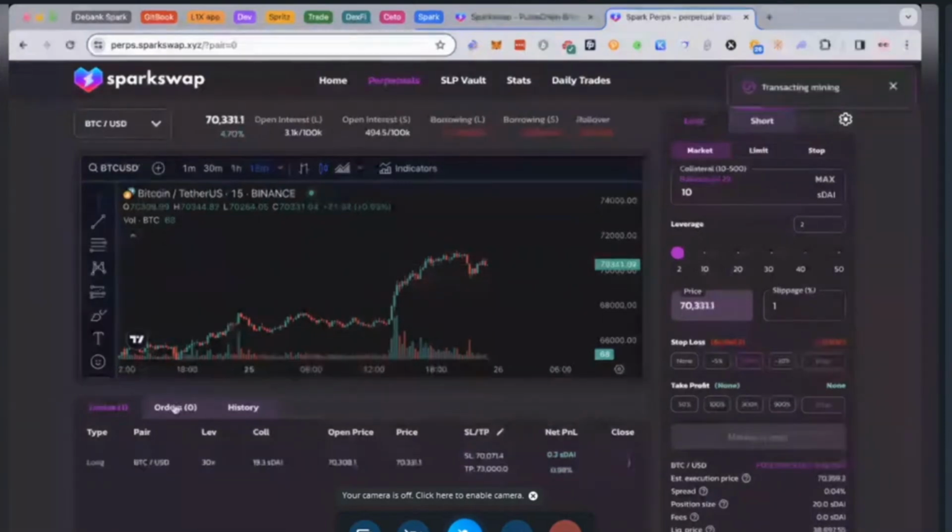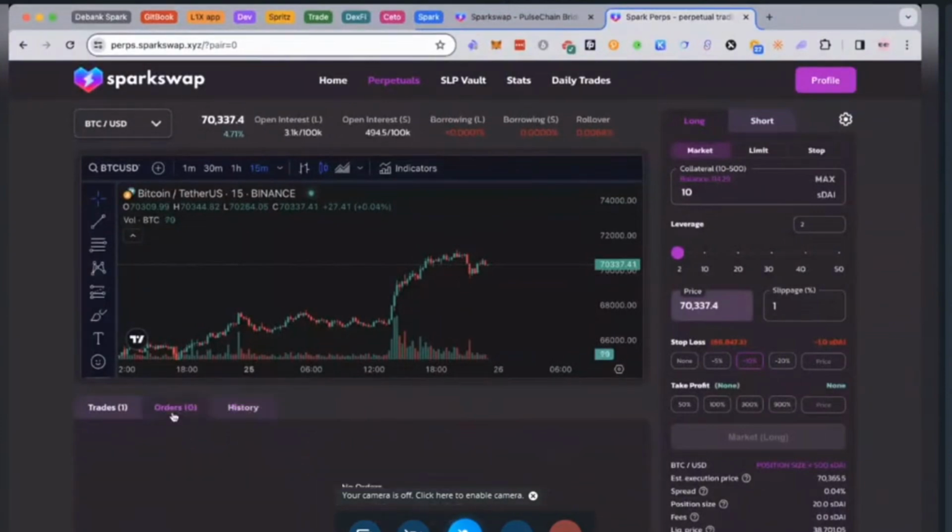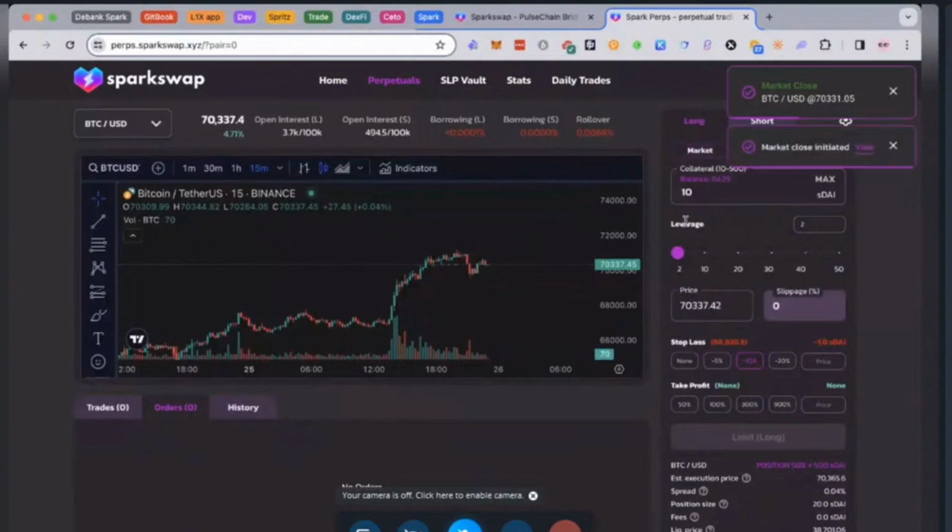And once it's closed, you'll be able to come see it in your history tab here, right? So this is where you'll see all the previous trades that you made. You can keep track of them, right? And then this last tab here is for open orders, right? So again, this is if you wanted to do like a limit order. So let's go ahead and try a limit order so you guys can see that as well.